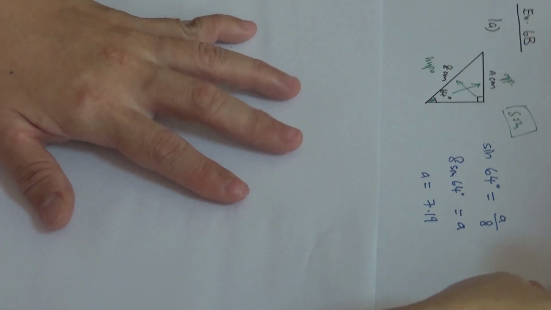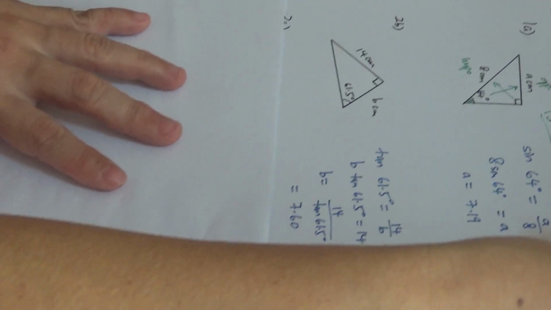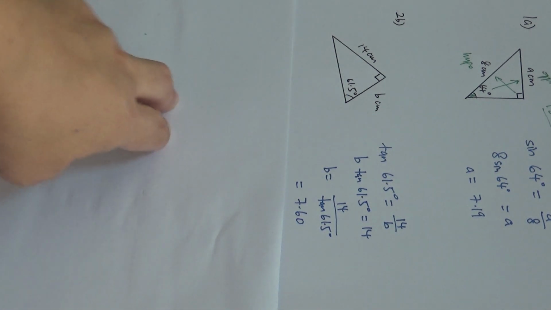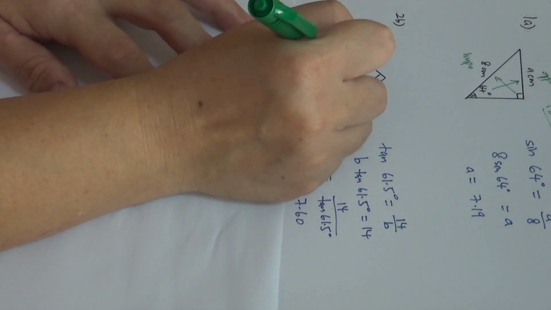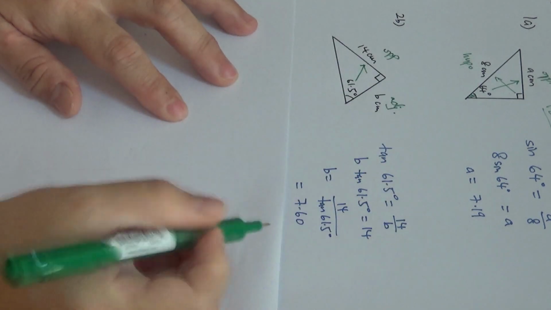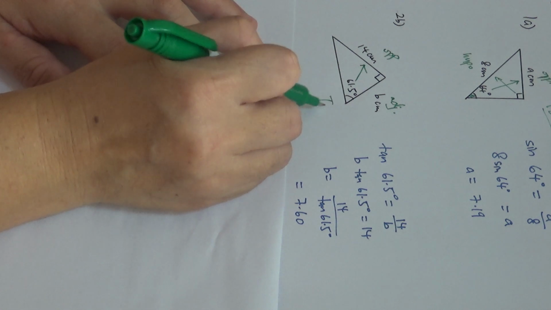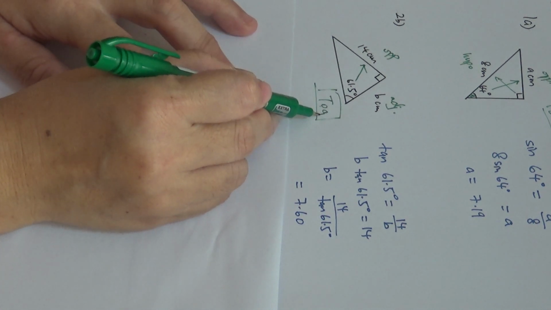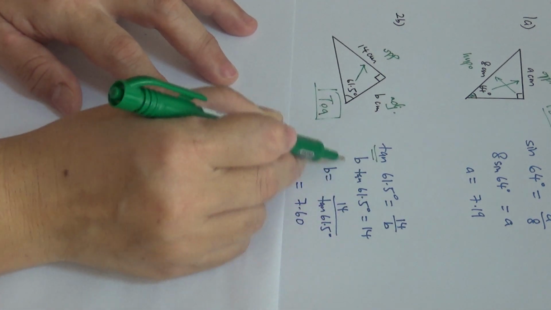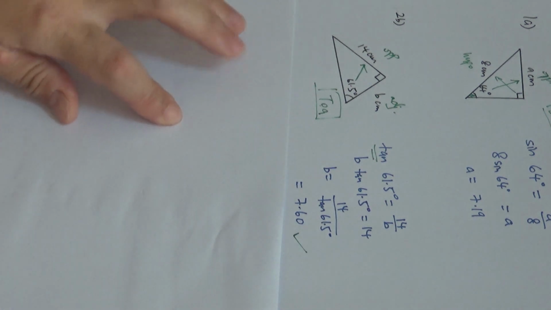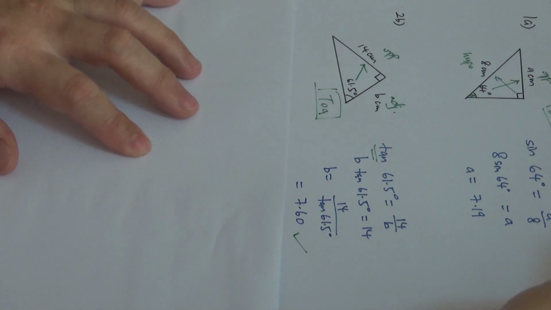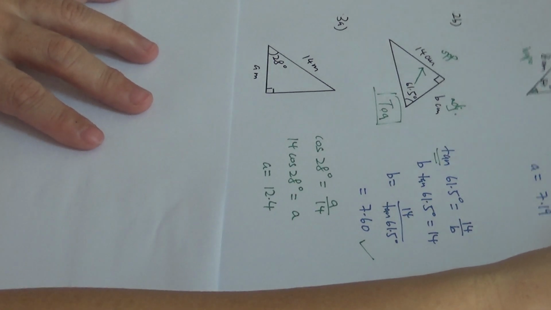Next question, I'm going on to 2b. For 2b, the angle given is 61.5 degrees. This is the opposite of 61.5 and this is the adjacent. For opposite and adjacent, I use tan, opposite adjacent. That's why it's tangent here. I put opposite over adjacent. I do the necessary steps and I will get 7.60. The answer must be given to 3 significant figure round off.